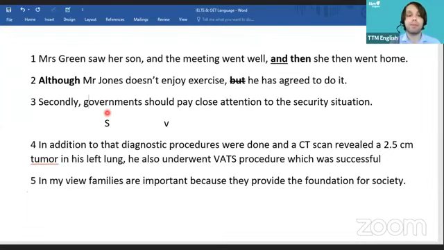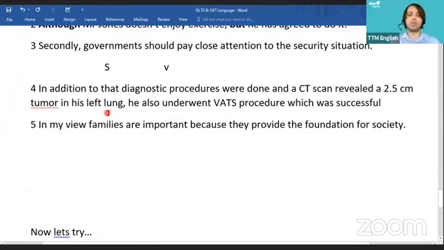It does get tricky, capitals. I'm happy to do a class on capitals. There are some exceptions and stuff, but this would be correct. Number four, in addition to the diagnostic procedures were done, and this is a tricky one.